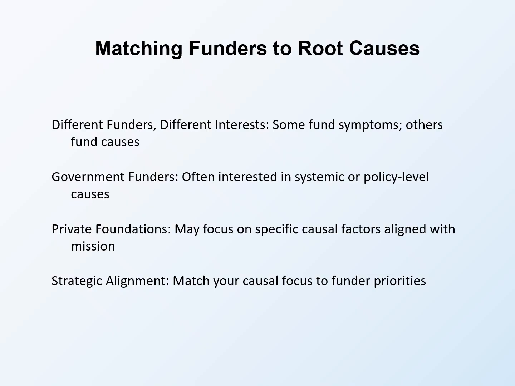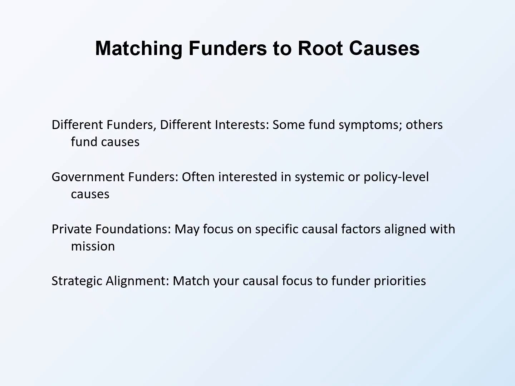Different funders have different interests regarding root causes, and understanding this helps you target appropriately. Some funders are primarily interested in addressing symptoms and immediate needs. Emergency food assistance, crisis intervention, and direct services address presenting problems without necessarily changing underlying causes. These are legitimate and important, and many funders support them. Other funders are specifically interested in addressing root causes and systemic change. They want to fund interventions that change conditions, not just respond to them. Understanding a funder's orientation helps you frame appropriately.